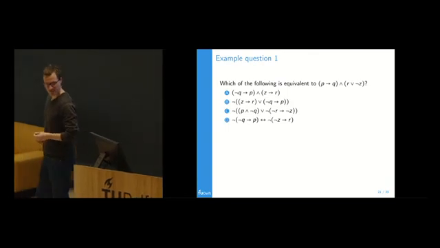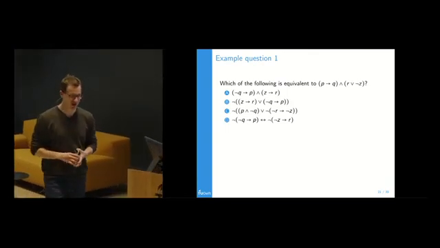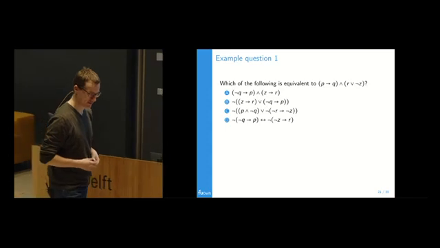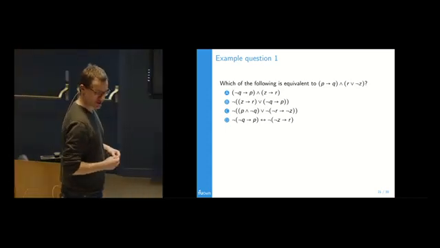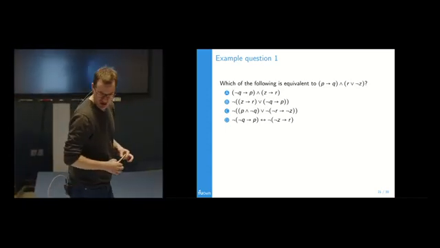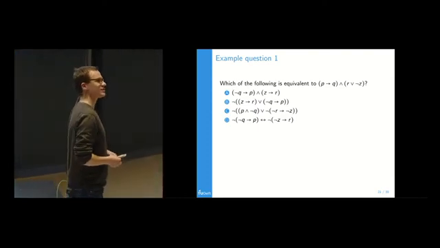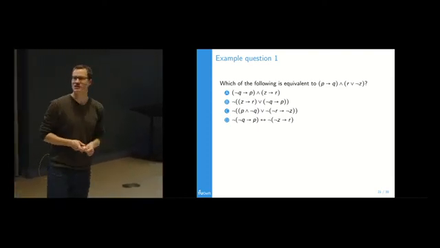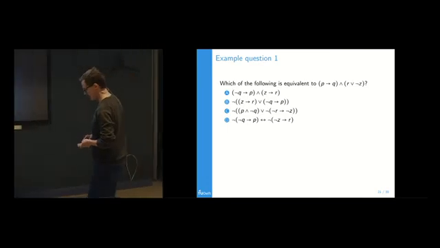Which of the following is equivalent to P implies Q and R or not Z? And there's 4 options. I'll give you a minute to discuss with your neighbors how you would tackle a question like this, and then I'll talk you through it.